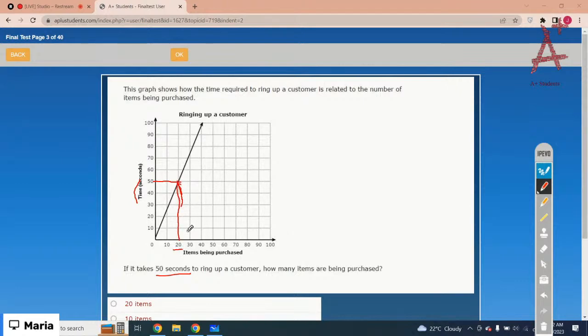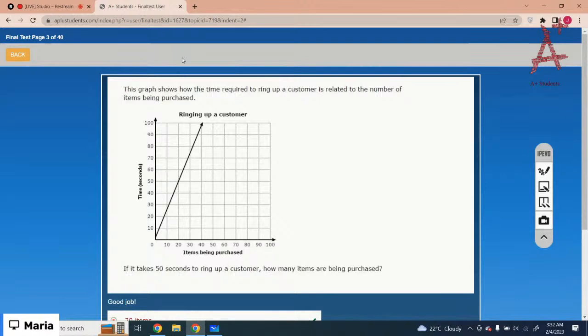That means if it takes 50 seconds to ring up a customer, 20 items are being purchased. Got it? The correct option is 20. Just select the correct option and click on the OK button.